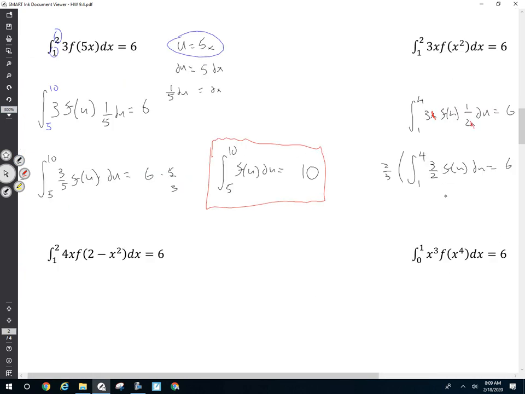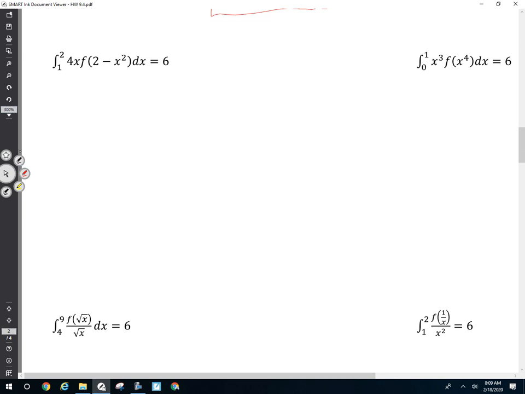Okay. Let's check this one out. Two minus 1 is 1. 2 minus 4 is negative 2. So it appears I'm going right to left. You could flip-flop it so it's left to right. It doesn't matter. Maybe we'll put both answers down.